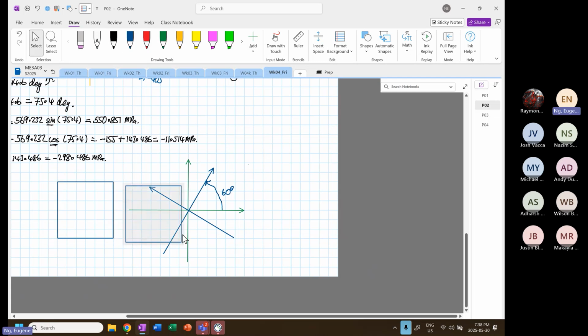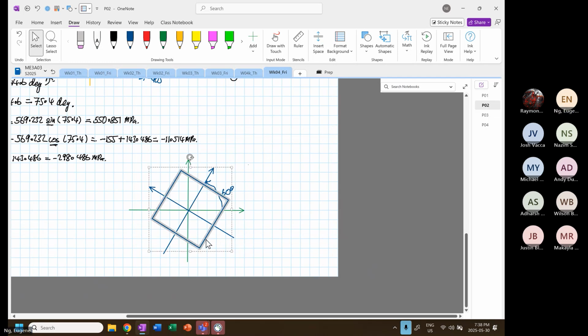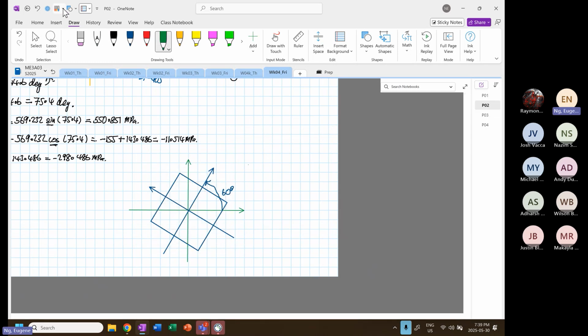Okay. So this is our element. And then we are going to rotate this element by 60 degrees. Yep, there's our element now. Okay. Now you have to be careful now.